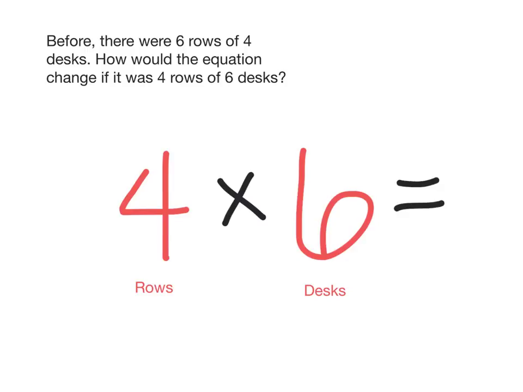Before, there were 6 rows of 4 desks. How would the equation change if it was 4 rows of 6 desks? Now, if we went back and looked at the visual for the first story problem, there was 6 down the side and 4 across the bottom. This would change by being 4 along the side and 6 across the bottom, making the equation be 4 times 6. There are 4 rows of desks and 6 desks in each row, but the answer would still be the same.